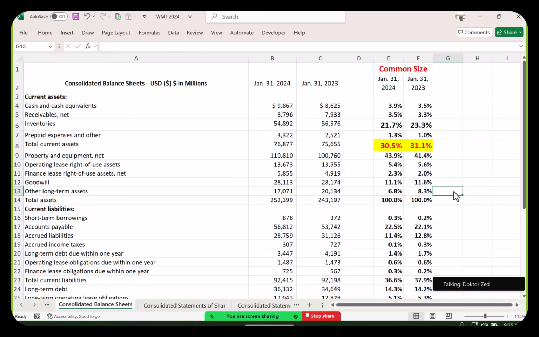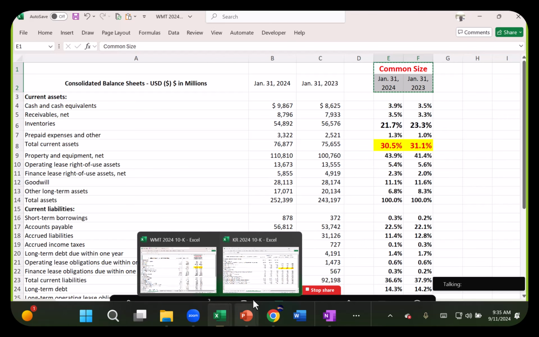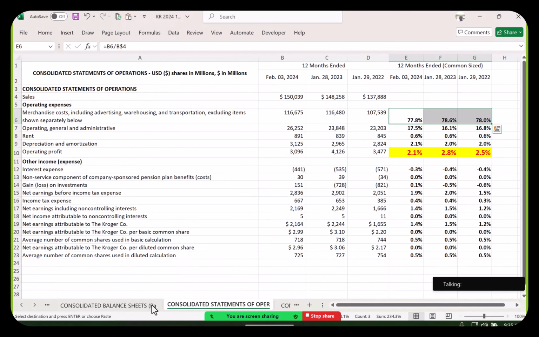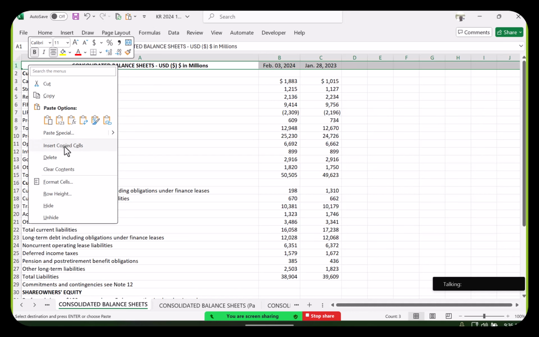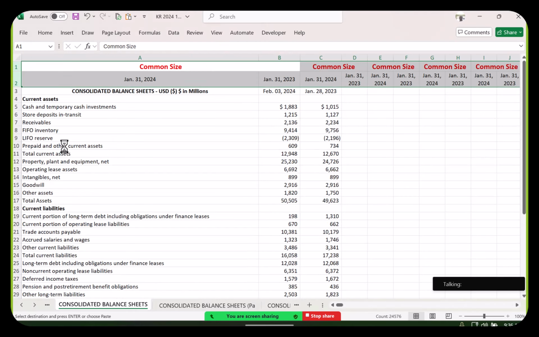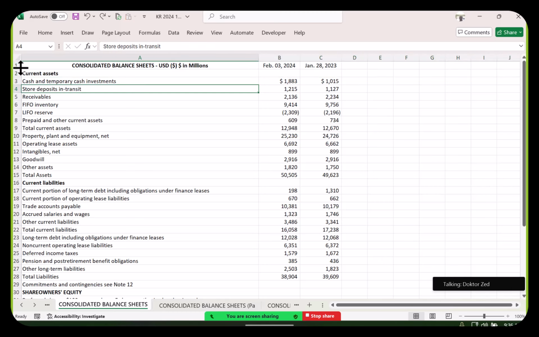Yeah, let's do the same thing for Kroger. Oops, that's not what I wanted to do. Escape.